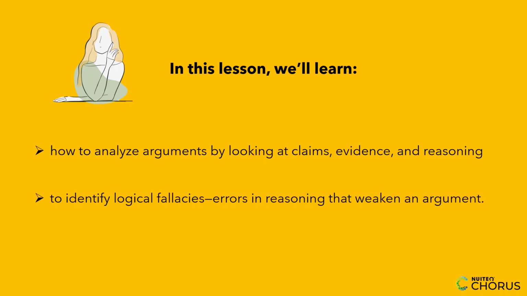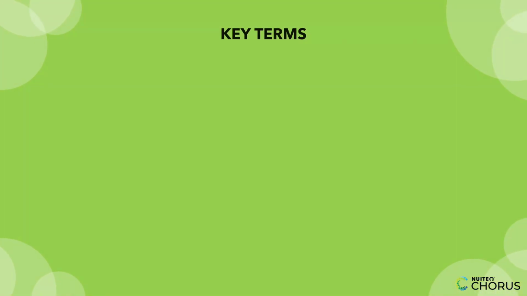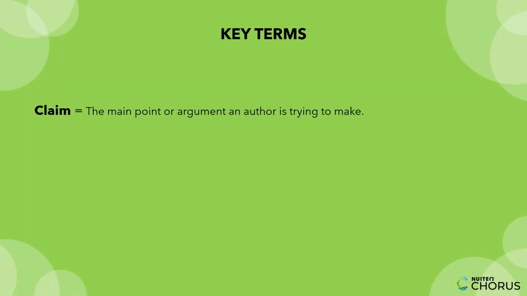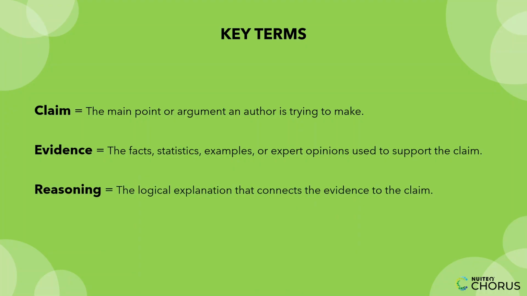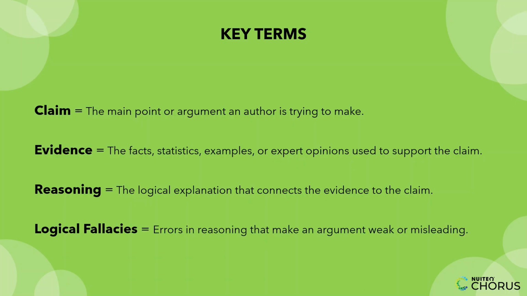Let's get started. Before we start, let's clarify a few important terms. A claim is the main point or argument an author is trying to make. Evidence means the facts, statistics, examples, or expert opinions used to support the claim. Reasoning means the logical explanation that connects the evidence to the claim. Logical fallacies are the errors in reasoning that make an argument weak or misleading. Now let's see how these concepts work in action.